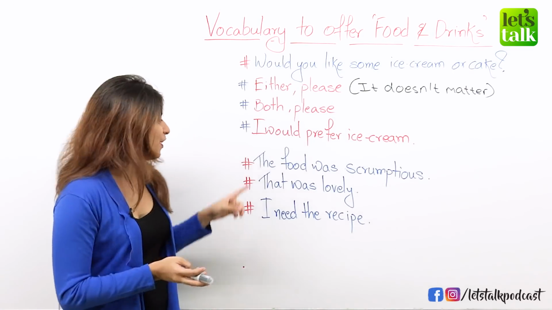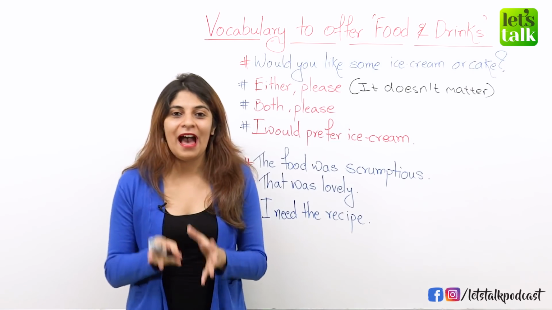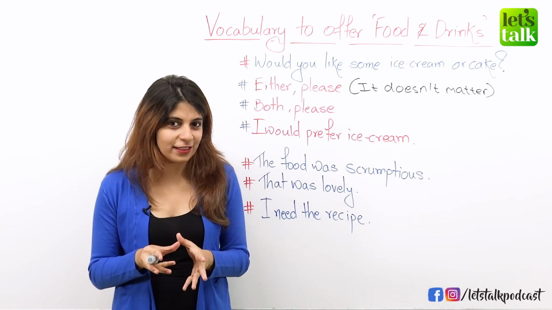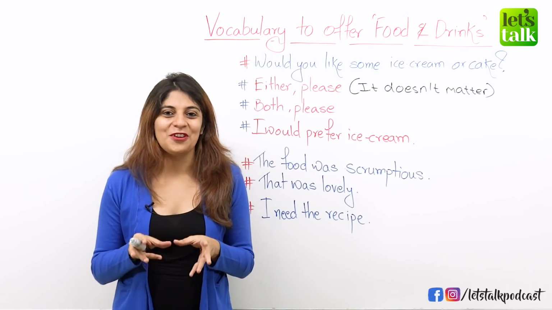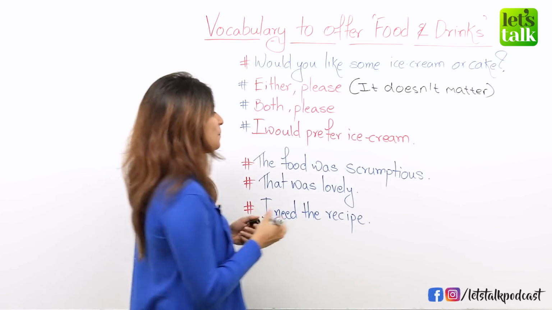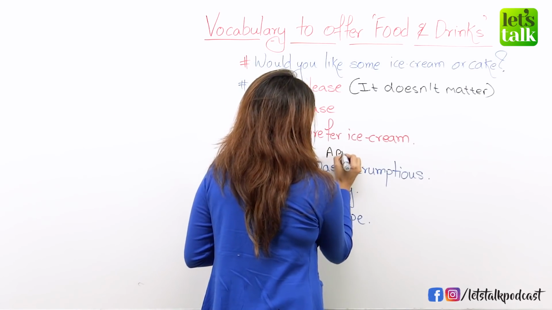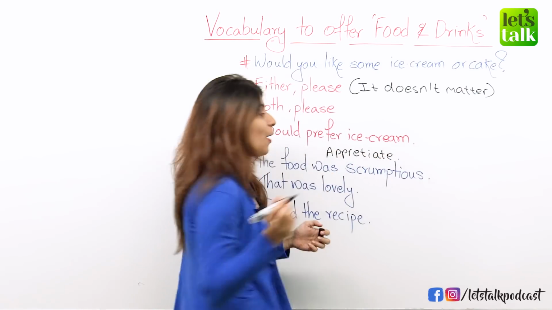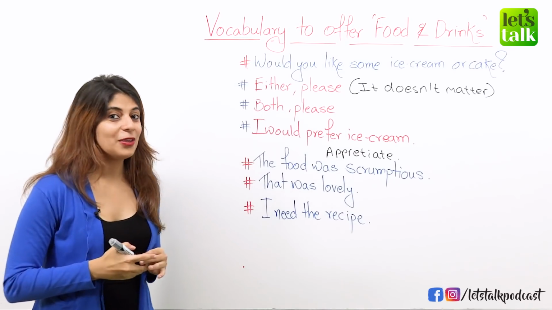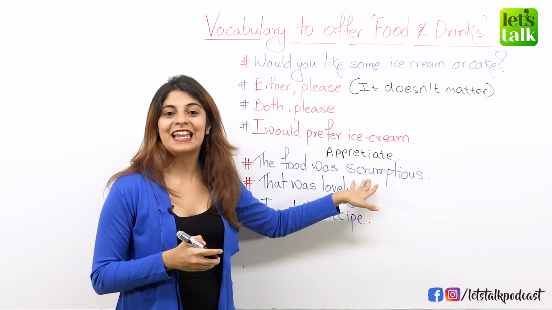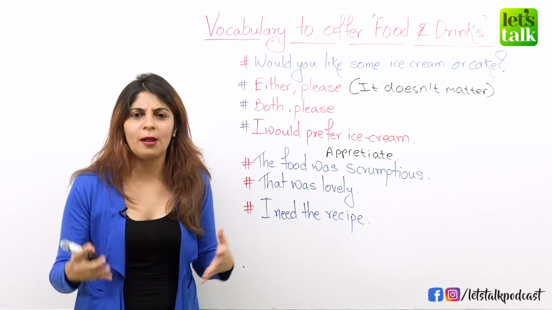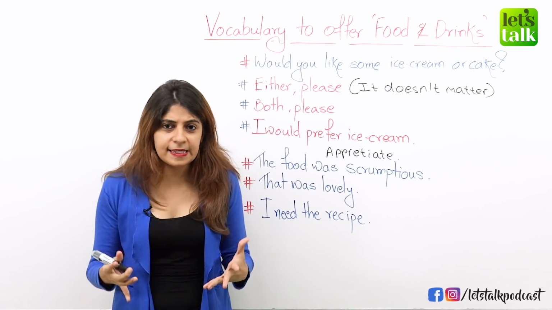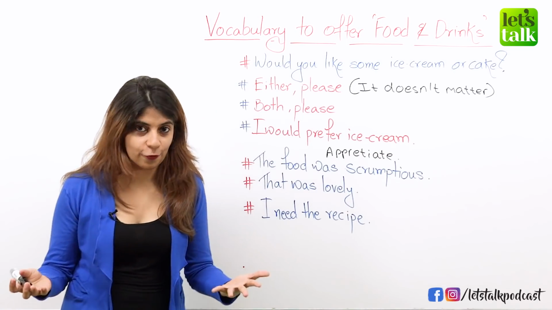Well, the first way to do that is, the food was scrumptious. So which means that even if you don't like the food, it's important for you to appreciate. So how would you appreciate? By using a great adjective, by saying scrumptious. The food was scrumptious, the food was excellent, the food was wonderful.